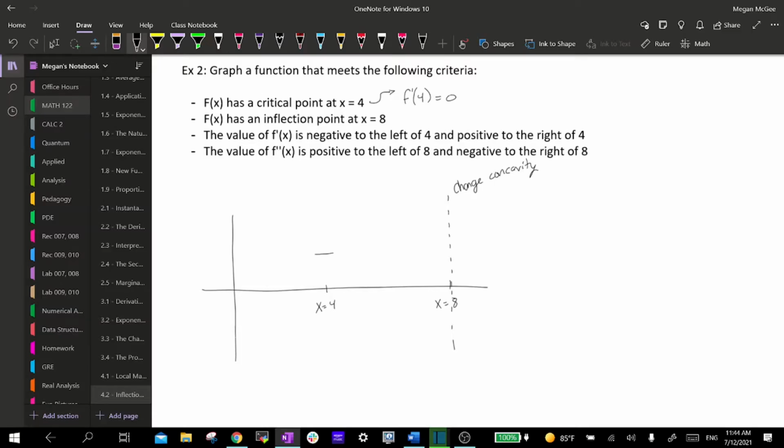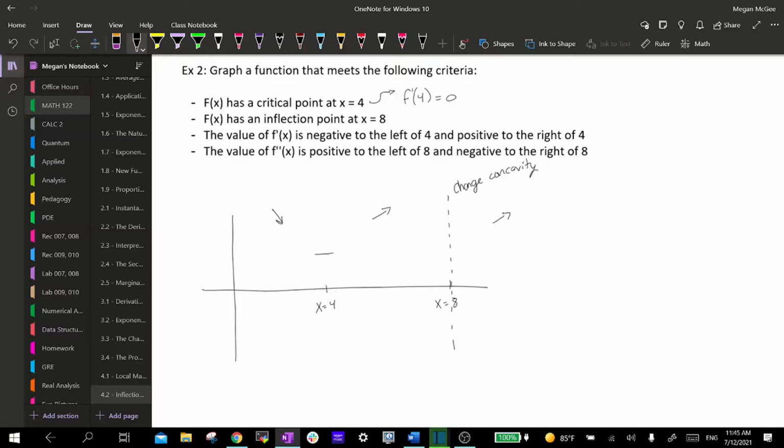Next, we have the value of f prime is negative to the left of 4 and positive to the right of 4. So a negative derivative means that our function is decreasing. So we are decreasing on the left-hand side of 4, but we are increasing on the right-hand side of 4. So we're still increasing even over here.